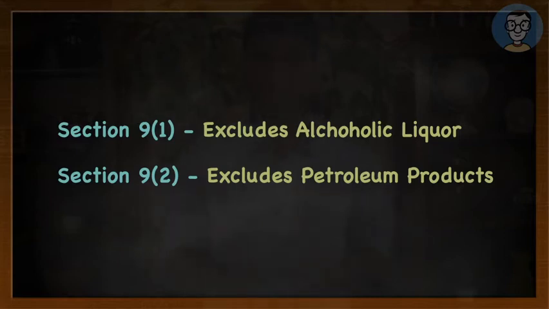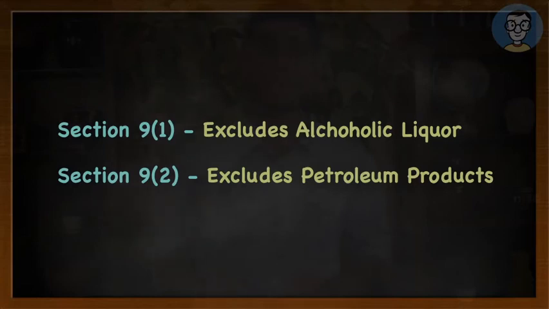Now let us see what subsection 2 of section 9 talks about. Subsection 2 simply says on petroleum products like petrol, diesel, crude oil or aviation fuel, there is no GST. So subsection 2 is saying that there is no GST on petroleum products. Now you may ask, in subsection 1 they are saying there is no GST on alcohol for human consumption, that is alcoholic liquor for human consumption, and in subsection 2 we are saying there is no GST on petroleum products.